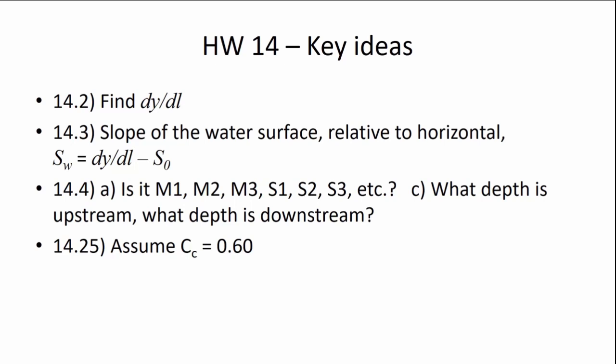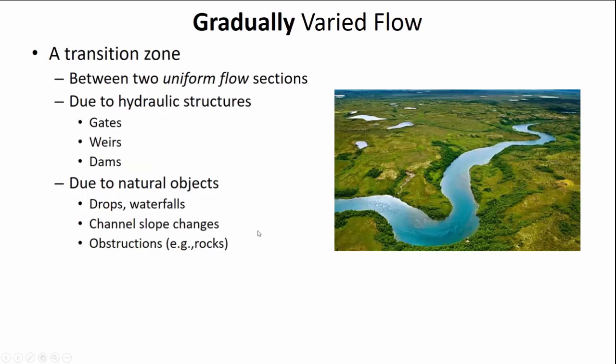And then one assumption that you need to make in order to do problem 25 is the coefficient of contraction. That's an underflow gate problem where you should use a coefficient of contraction of 0.6. All right, so if you didn't get all those written down, it'll be in the video. We have to keep moving.